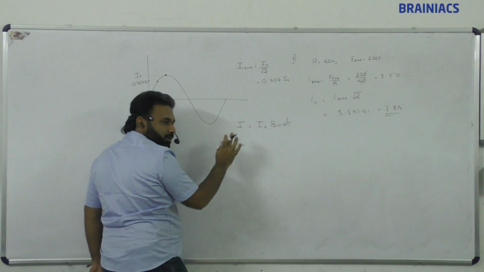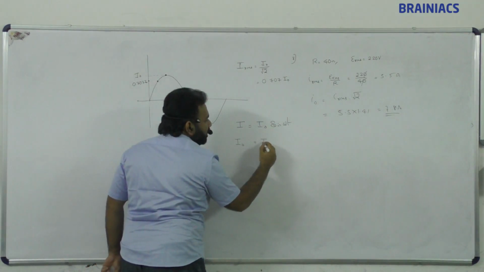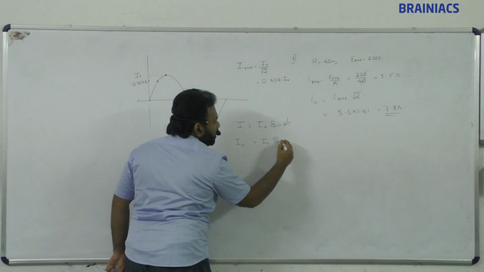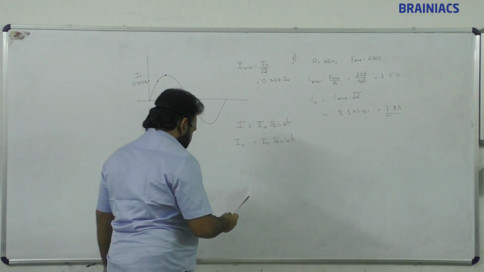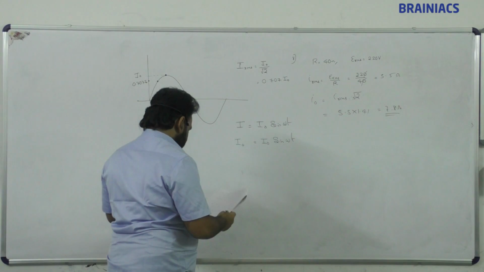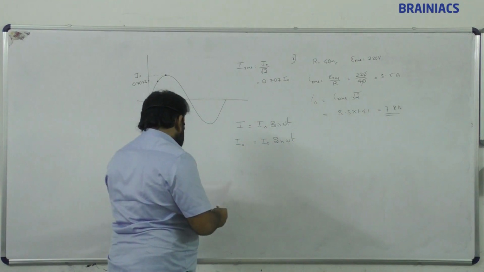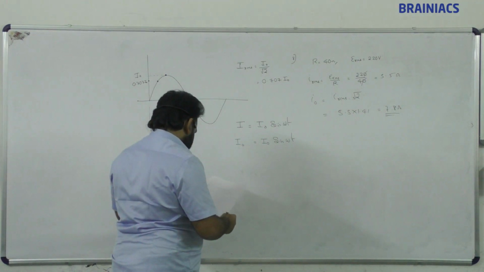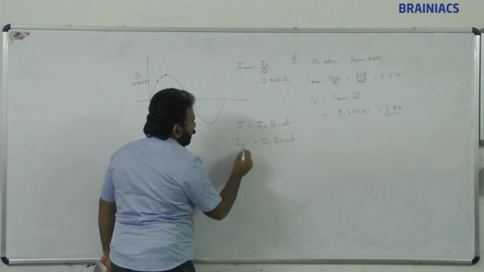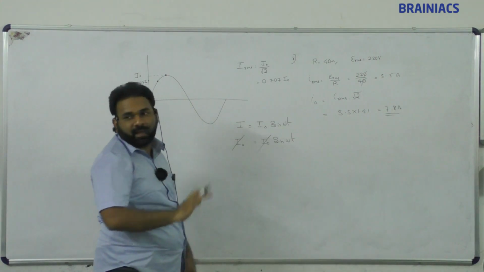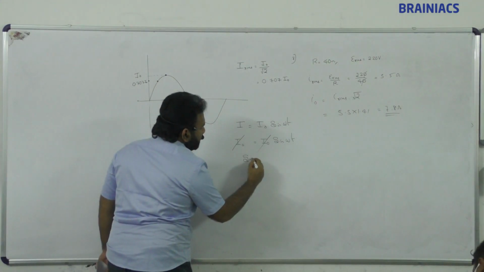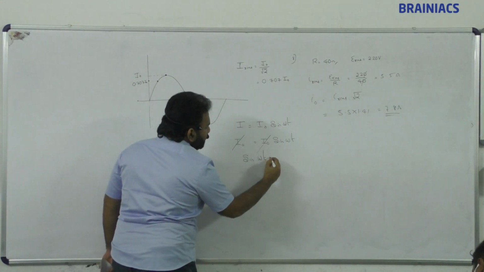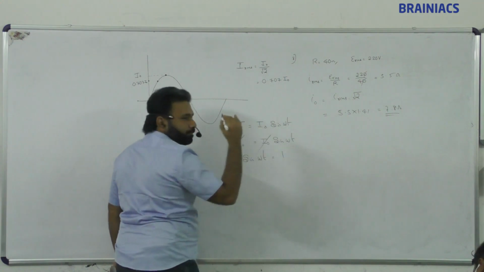The instantaneous value has to become I naught. At what time will this become I naught? We will substitute all that, so I naught will get cancelled off. We know that sin omega t is equal to 1.